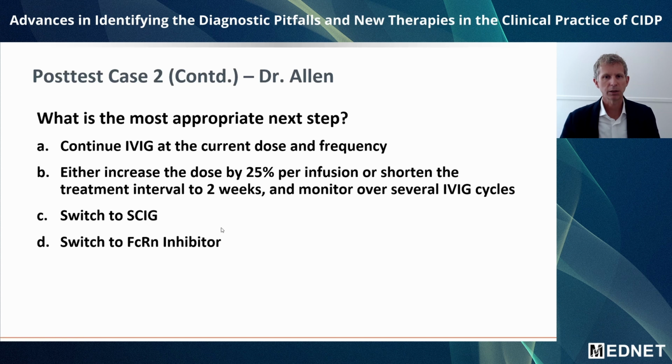Either continue IVIG at its current dose, or increase the IVIG dose by 25%, or shorten the infusion, or switch to subcutaneous IG, or switch to an FcRn inhibitor. Take your responses here.